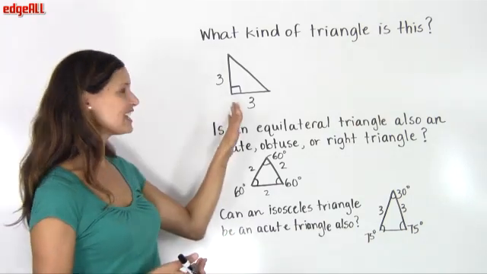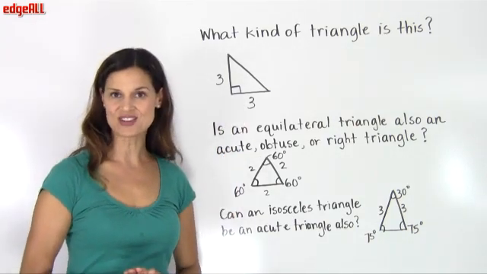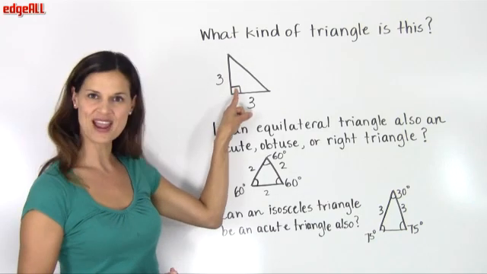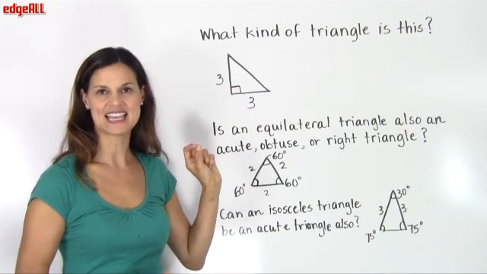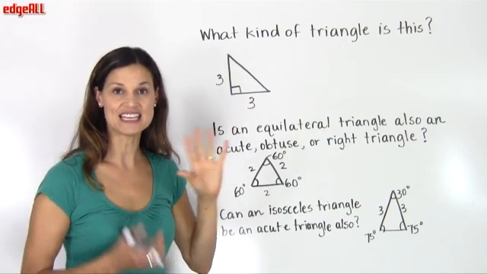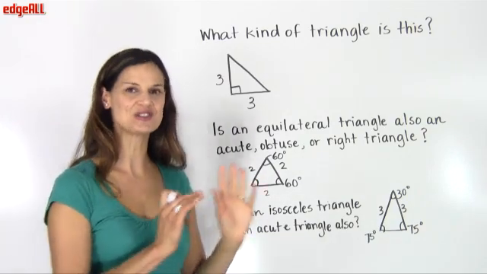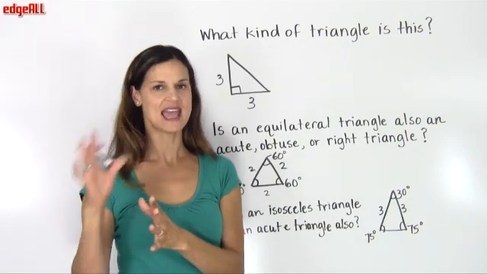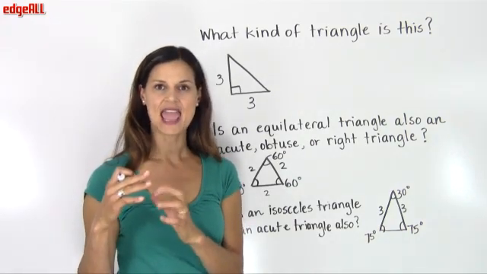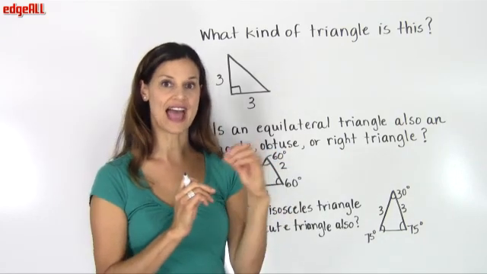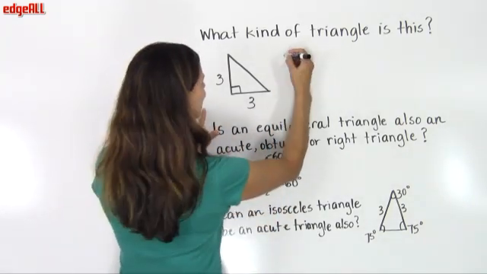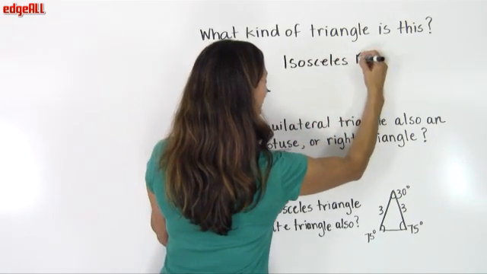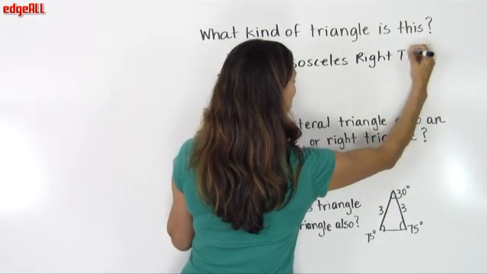triangle. We can also see when we look at the angles inside of this triangle that one of the angles has a little square there, indicating that it is a 90-degree angle, a right angle triangle. And so we can combine these two terms, isosceles having to do with the sides and right angle triangle having to do with the angles. And we can call this then an isosceles right triangle.